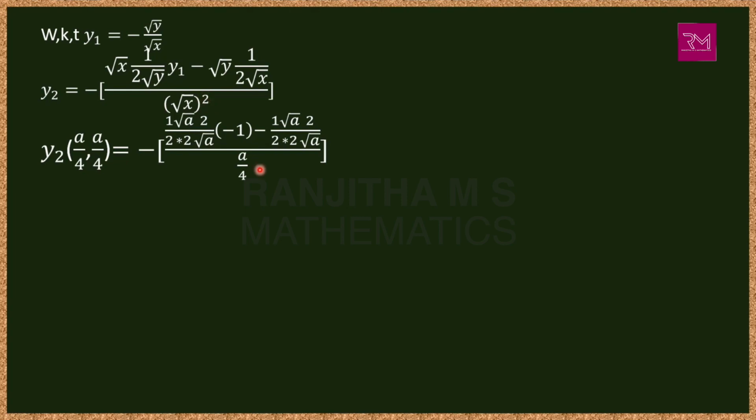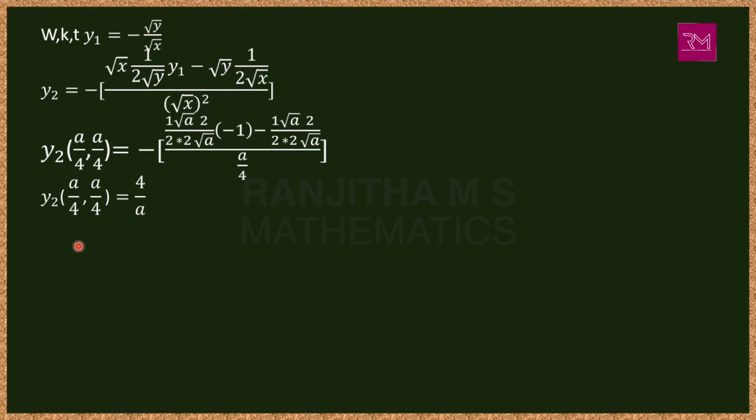X is our a by 4. Take as it is a by 4. Here 2 gets cancelled. Here also 2 gets cancelled and root a gets cancelled. After simplifying, we get y2 at a by 4 comma a by 4 as 4 by a. This is because here 2 gets cancelled. Root a gets cancelled. That becomes minus 1 by 2. Here also minus 1 by 2. Here minus 1 by 2 is nothing but minus 1. If you take a by 4, here 4 to the numerator, that becomes plus 4 by a. This is our y2 value.